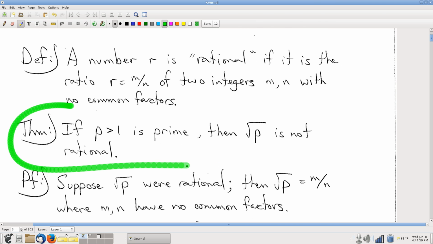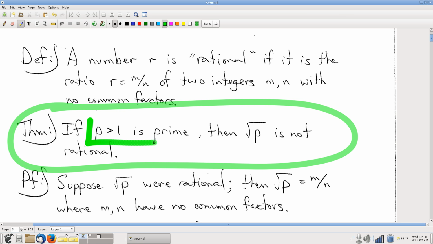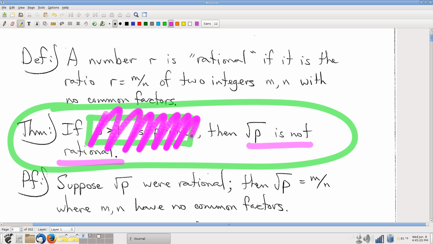Let's look at this theorem here. This theorem has a condition, p must be prime, that is required for this conclusion to be true. So again, think about the number 9. If I just gloss over the fact that 9 is not a prime, if I don't check that condition, then I'd go straight to the conclusion that says, hey, the square root is not rational. Well, that's not true. The square root of 9 is definitely rational. In fact, it's an integer.